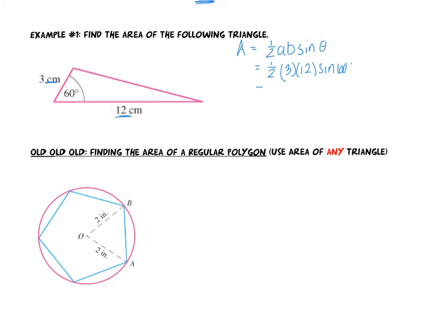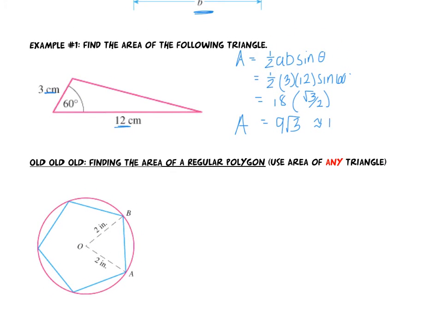So as I simplify, I would get 18. I know that sine of 60 is root 3 over 2. So my final area would be 9 root 3, which is approximately 15.59 centimeters squared. Okay, so the first answer is what we call exact. So if it said find the exact area, you would give us 9 root 3 centimeters squared. If it said approximate, you can give us the 15.59.